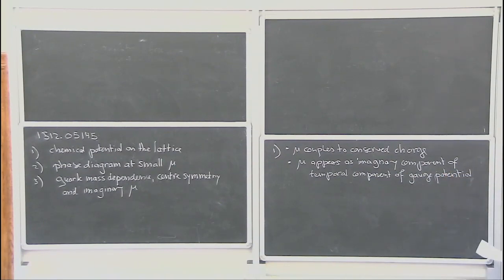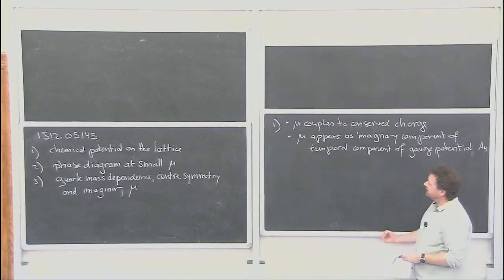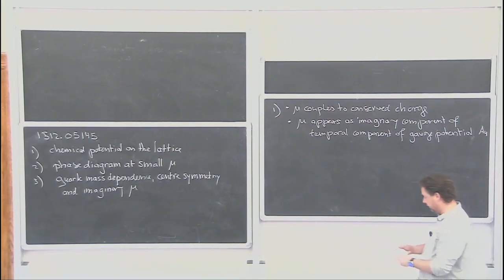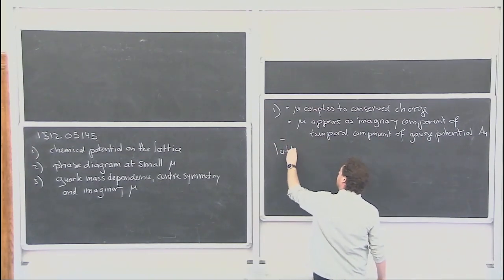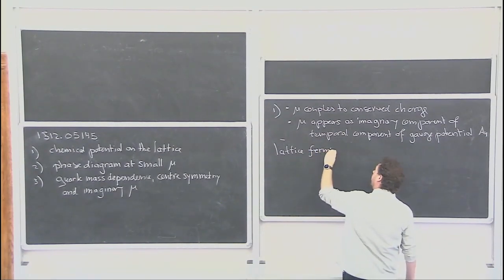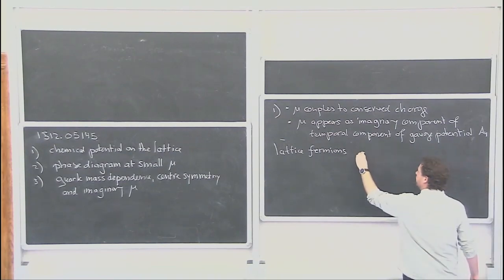So if I'm in Euclidean space, it appears as the imaginary component of A4, say the vector potential A4. And these two things are the guidance on how to introduce mu in a lattice theory. So I don't expect you to know really anything about lattice QCD or lattice fermions, except just to say that the fermions live on sites.